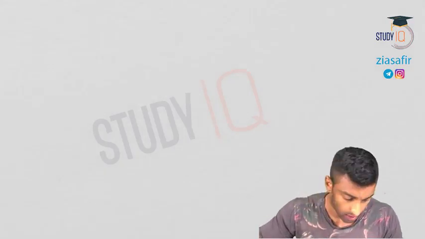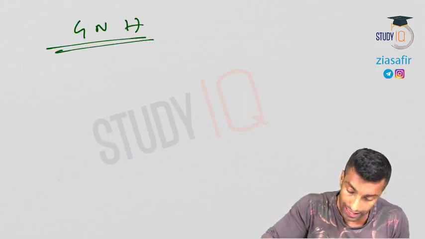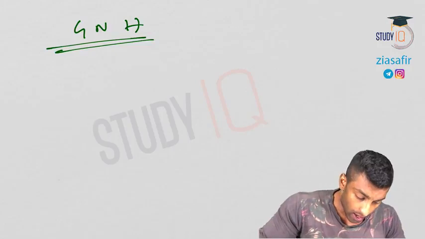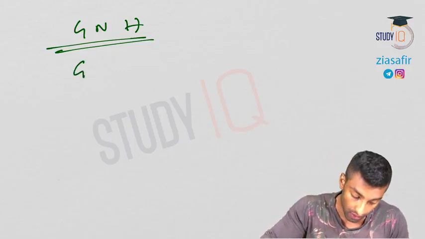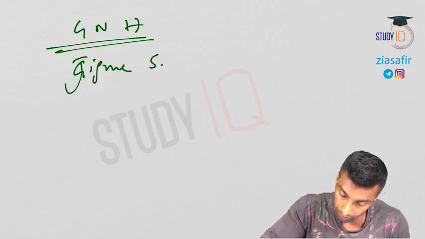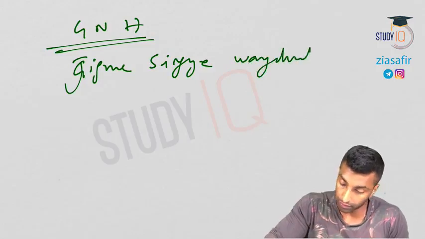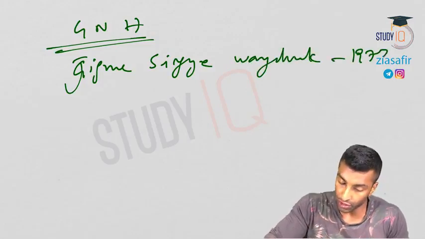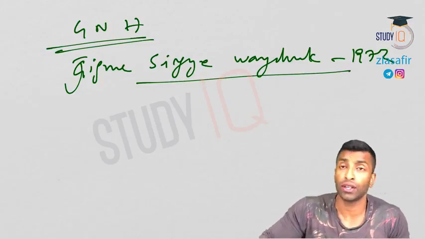So next one, gross national happiness. It's psychological well-being. I'll quickly discuss this. Gross national happiness, GNH, was actually introduced by the fourth king of Bhutan, Jigme Singye Wangchuk, in 1972. It is based on 4 pillars and 33 indicators.